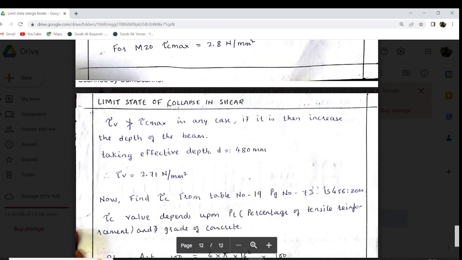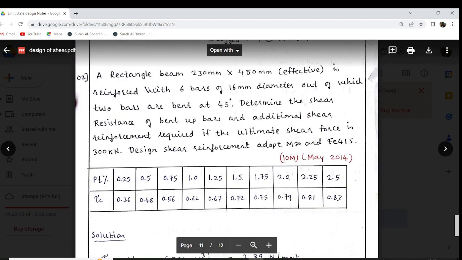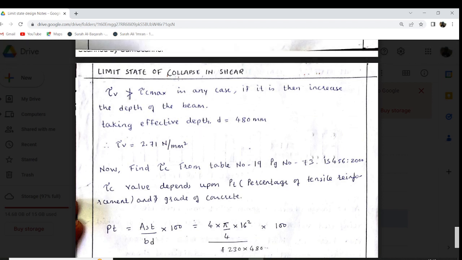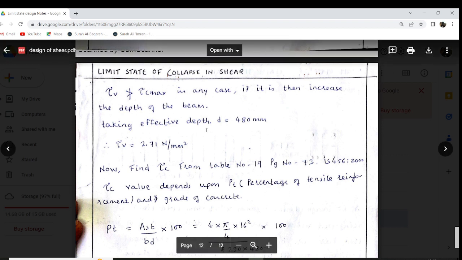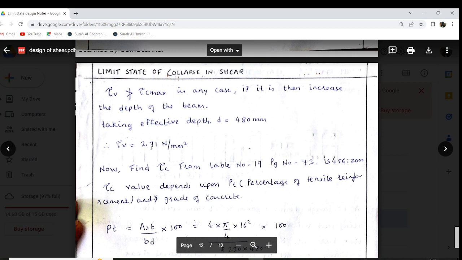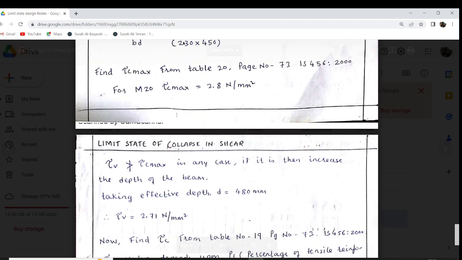Okay, so what effective depth have they given? Effective depth they have given is 450 mm, and we can increase the effective depth, because tau v is greater than tau c max. So in order to avoid this phenomenon, we have to increase the effective depth. Okay, so when we take 480 mm as effective depth, tau v equal to 2.71, which is below 2.8, which is below tau c max.